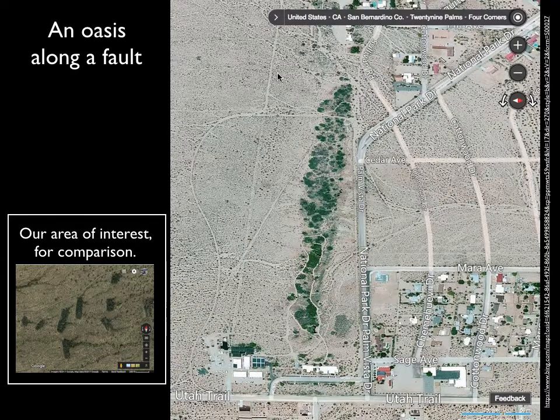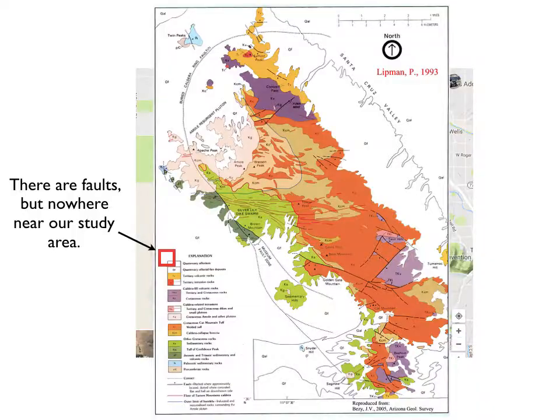Well, this is an example here of an oasis along a fault. You can see that it's long and straight. If you look at our oasis for comparison, you see some of these things are going one direction, some are going another direction. I'm not sure that this meets the criteria of being long and straight, so it doesn't look like a fault. But even so, are there any faults in this area?